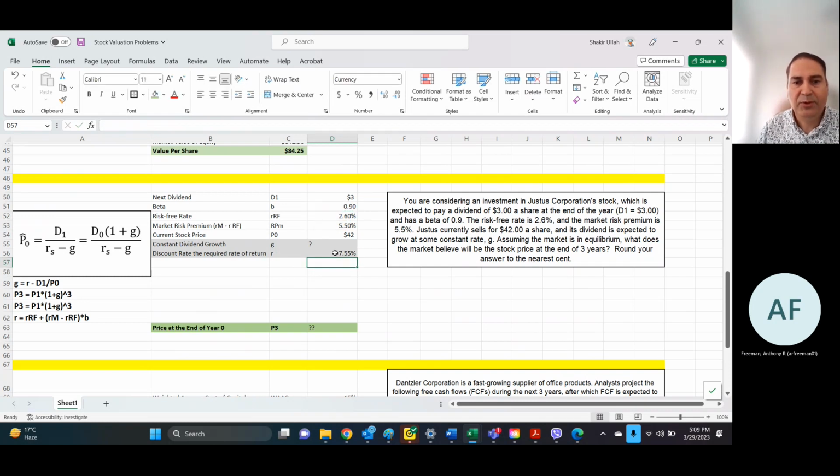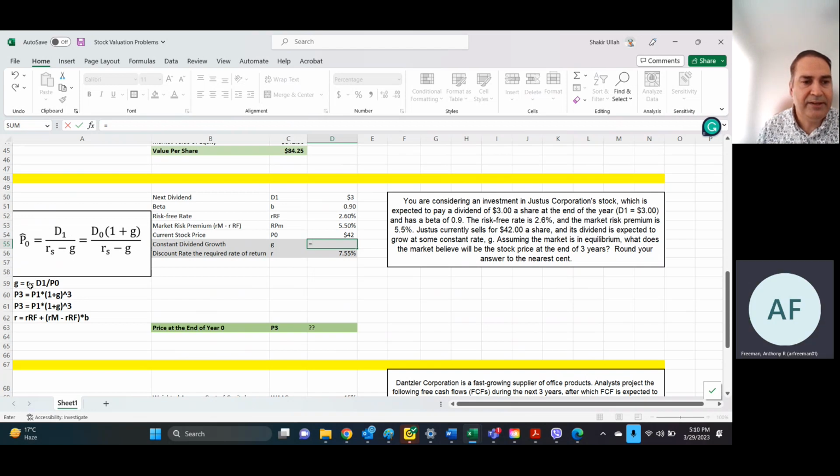Now, when we have the required rate of return on the stock, we can use all the data to find the growth rate. So let's go there and find the G. Now, here's the formula for calculating the growth rate. We can use this: P0 is equal to D1 divided by RS minus G. But we have to rearrange this formula in order to find G. And rearranging will make the formula something like this.